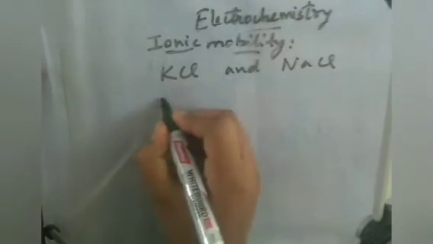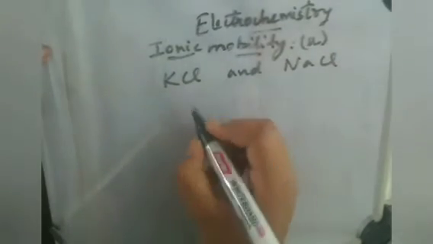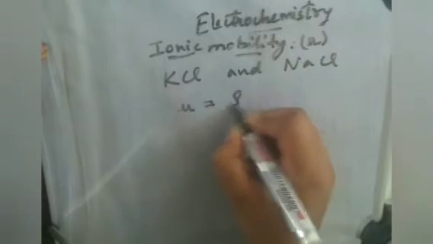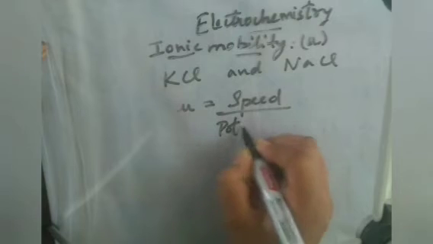The reason for this is ionic mobility. Ionic mobility is nothing but the speed of the ion. Ionic mobility is denoted by the letter mu, and it is given by the formula: ionic mobility is equal to the speed of the ion divided by the potential gradient applied.